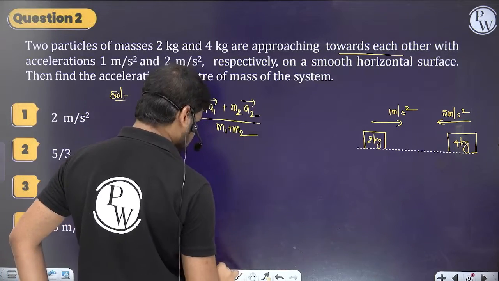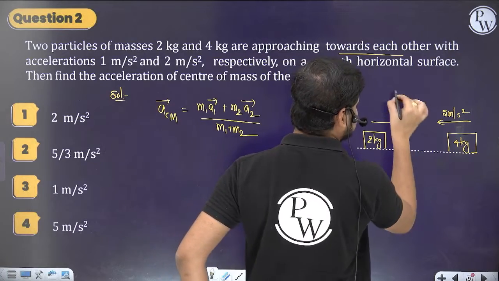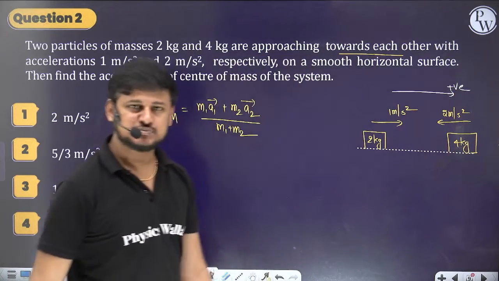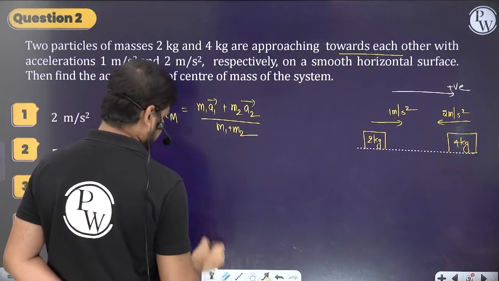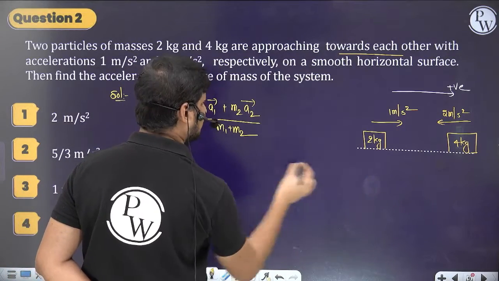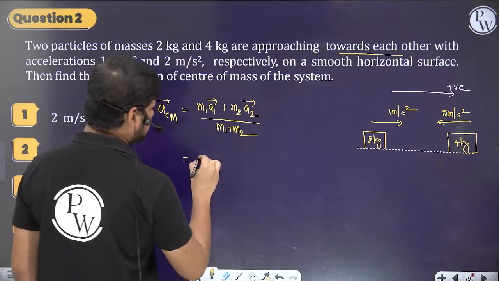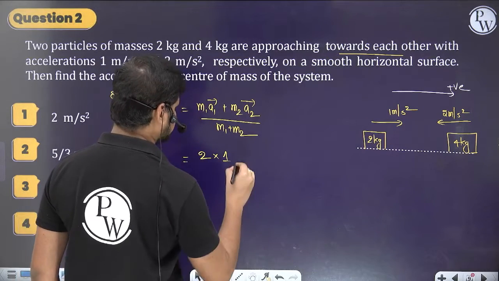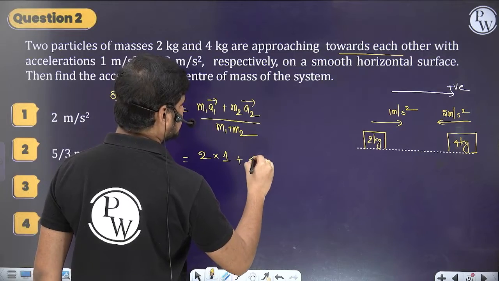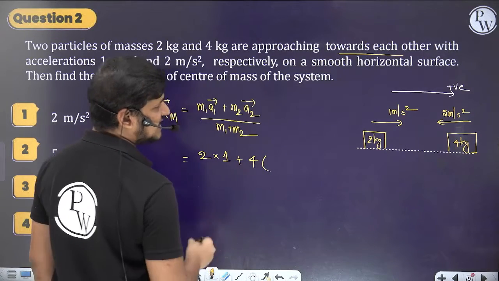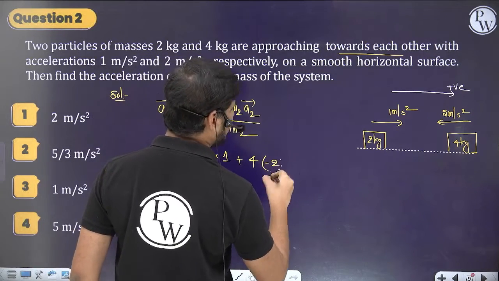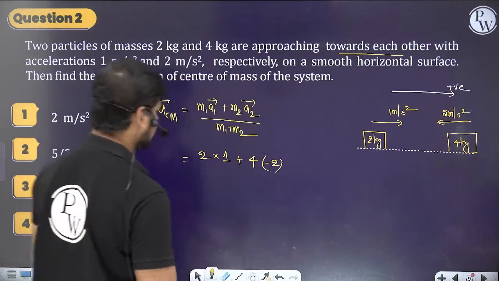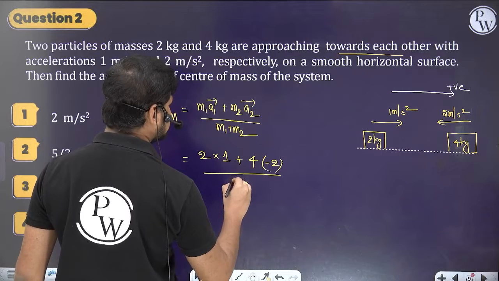Now what I am doing is, let me take this direction as positive. Then I can write here mass m1 is 2 kg into its acceleration 1, right side direction positive. M2 mass 4 kg into its acceleration -2. Why -2, sir? Because it is towards left, right?